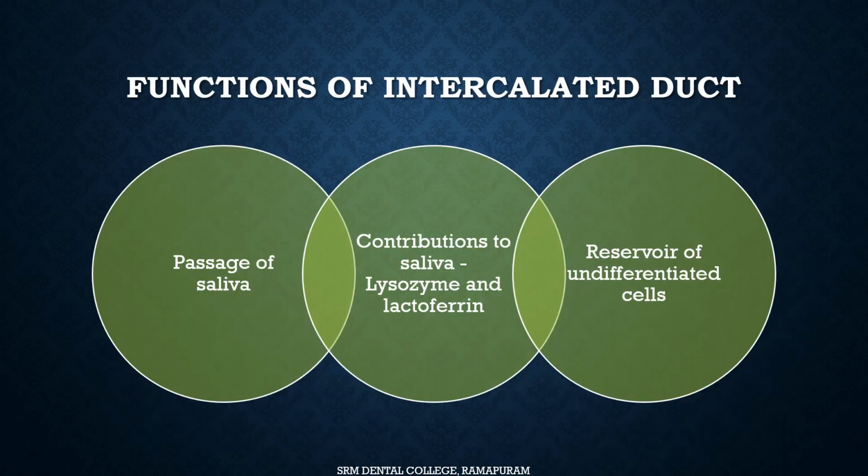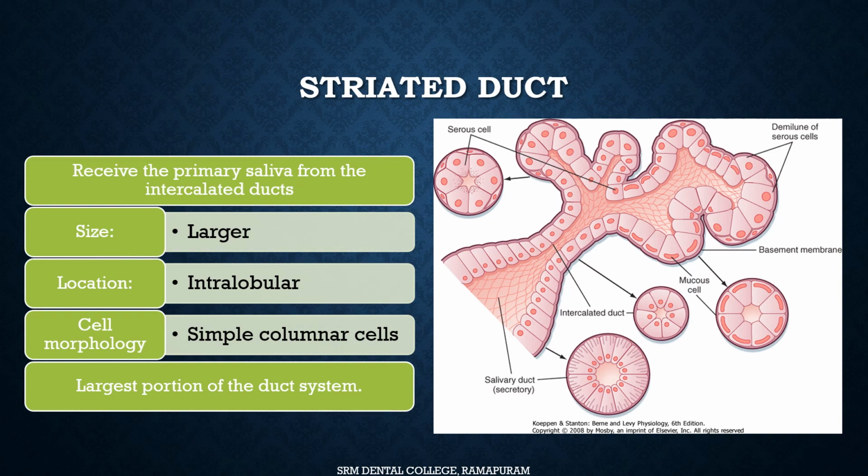So what are the functions of the intercalated duct? The first function of your intercalated duct is the passage of saliva. Saliva passes from the acini to the striated duct via your intercalated duct. Secondly, it contributes certain enzymes such as lysozyme and lactoferrin into your saliva. Thirdly, it acts as a reservoir of undifferentiated cells. That is, if there is an injury to your intercalated duct, undifferentiated cells will multiply and replace the cells that have been lost. So the next is your striated duct.